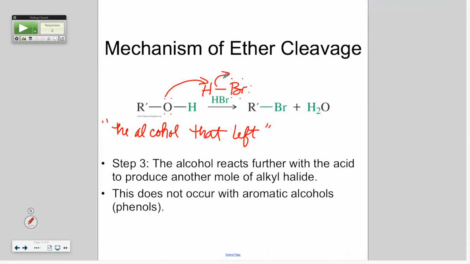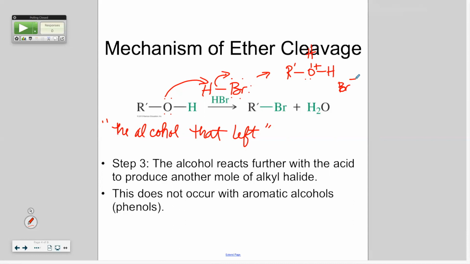So this O will reach out and grab that proton, just like we did, like reach out and pluck the proton up. And then your alkyl halide will typically do an SN2 reaction and kick off water. So what ends up happening is that instead of just forming an alcohol and an alkyl halide, you form two alkyl halides.